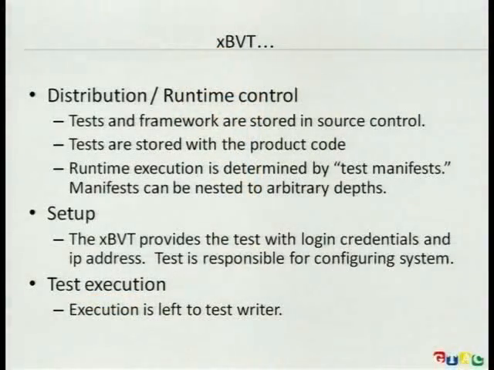So how does the XBBT handle the 6 tasks? So distribution and runtime control. The tests are all stored in source control, and they're stored in the product code branch. So to get the right test for the version of the product that you're testing, you just get them directly out of the source control for that project. There's no matching within the tool of test cases to versions of the product.